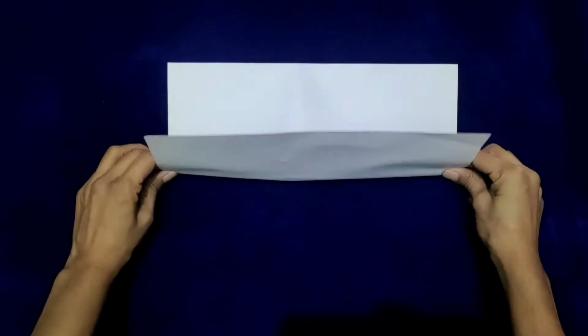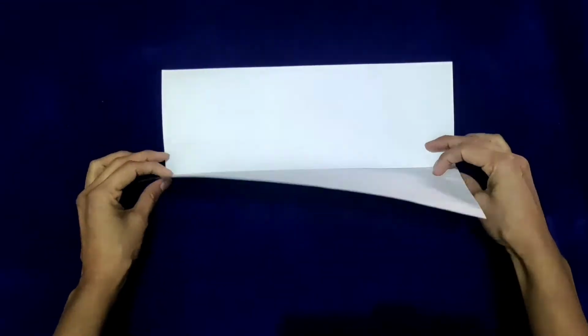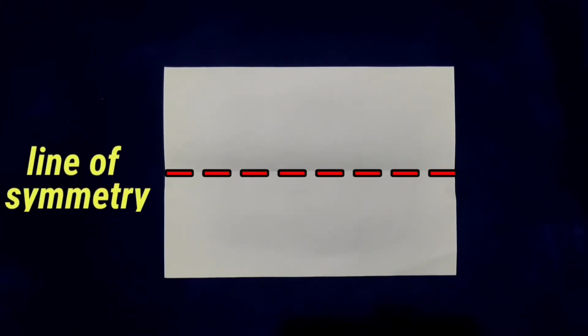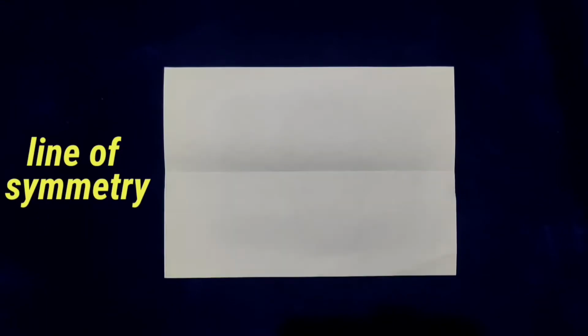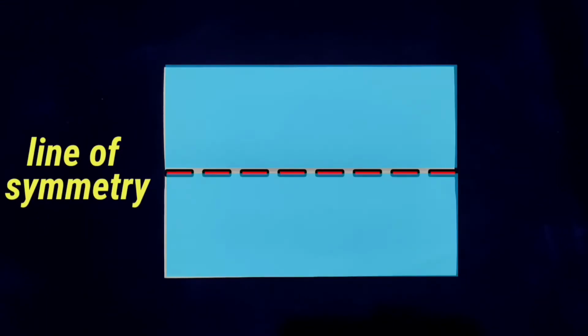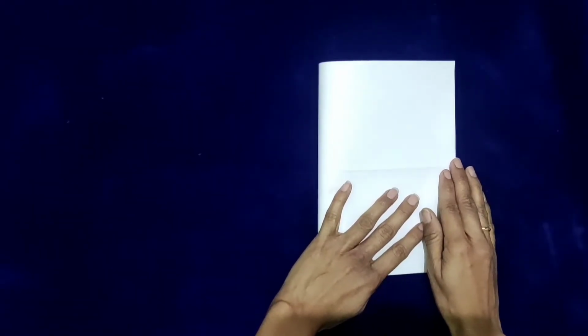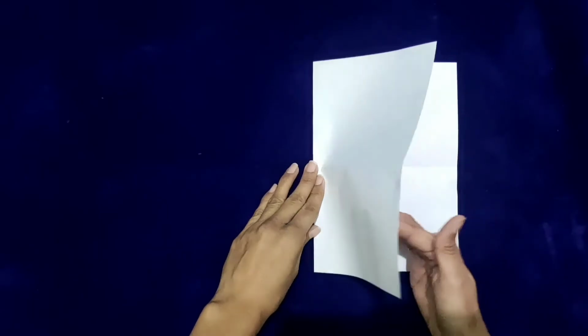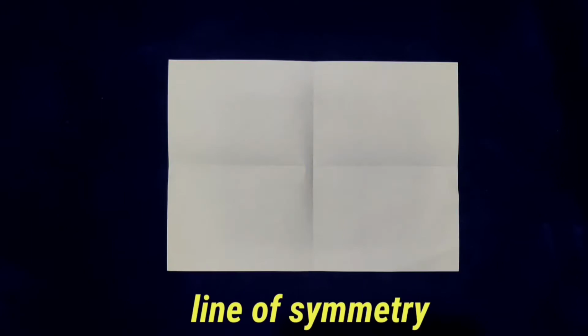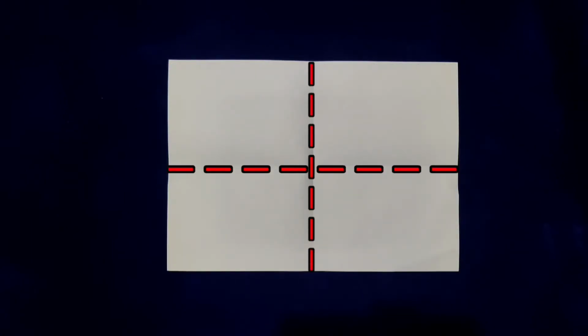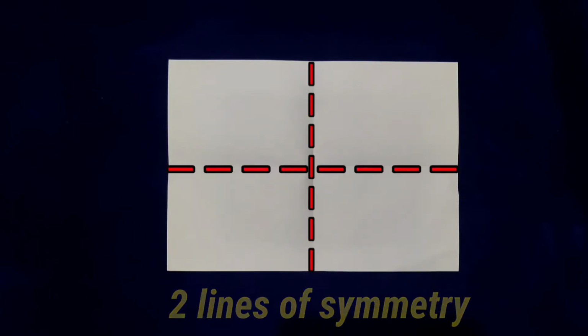We'll take a rectangular paper and fold it along its length. This way, the crease created is the line of symmetry because this line divides the paper into two equal parts. And when we fold the paper along its width, another crease is created, and it is also the line of symmetry, as it also divides the paper into two equal parts. Hence, we get to know that a rectangular paper has two lines of symmetry.